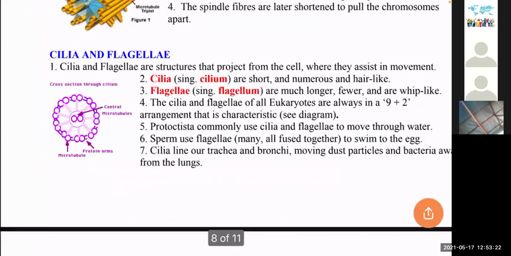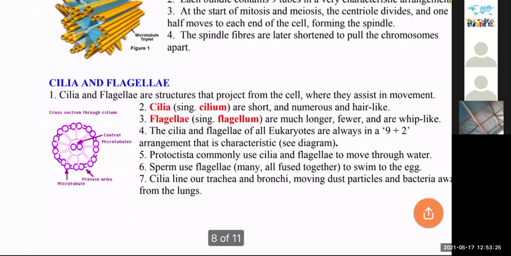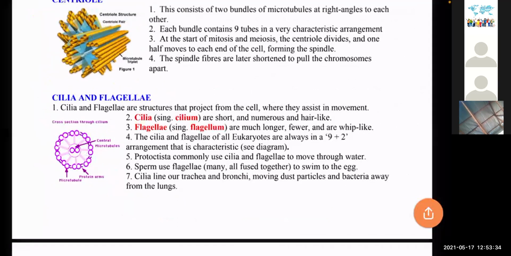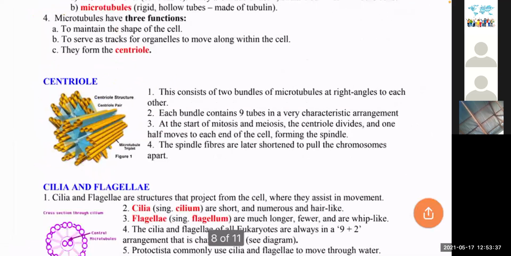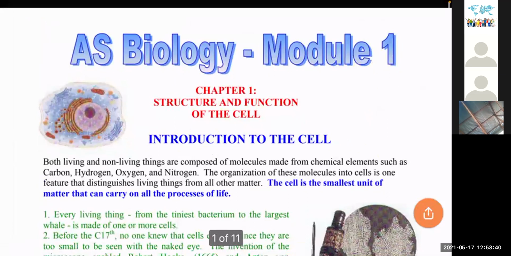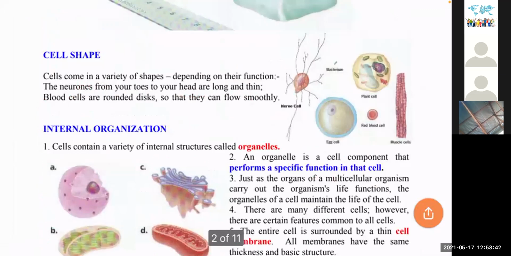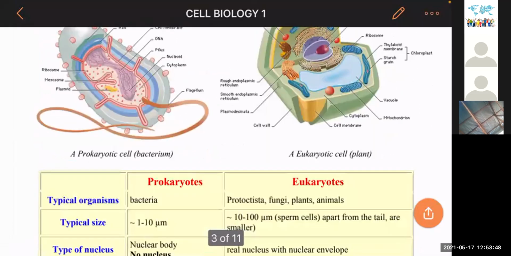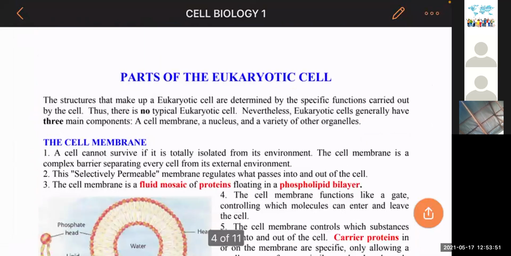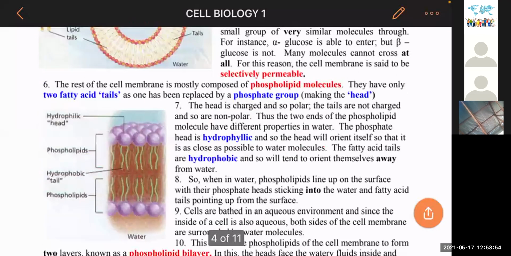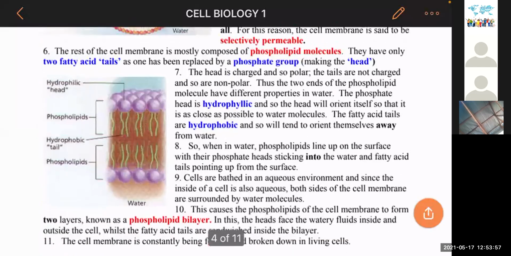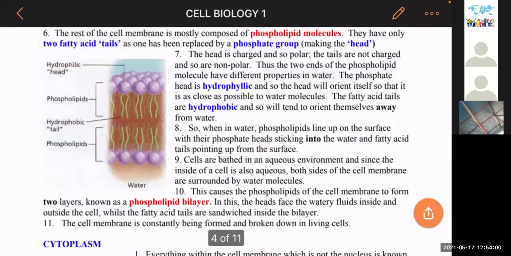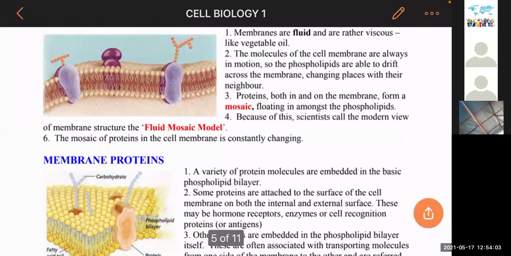Before I could proceed, the cilia and flagella projections that we were talking about, from the first structure that I showed you of the cell, let me just show you what these are. There was a structure.